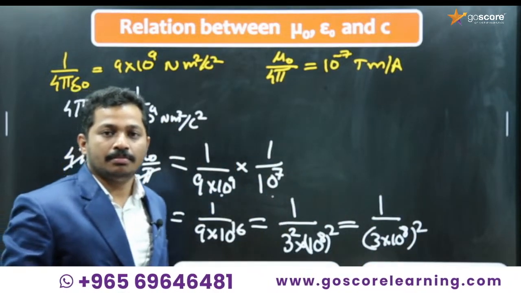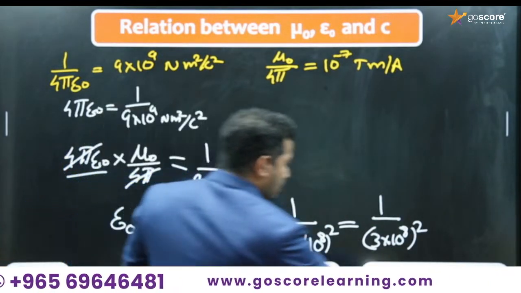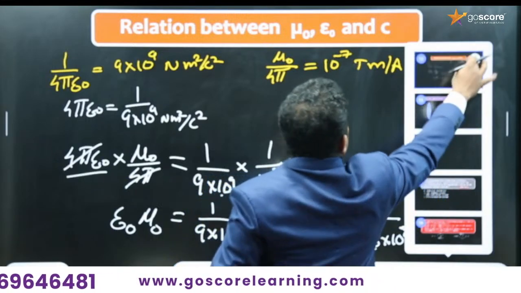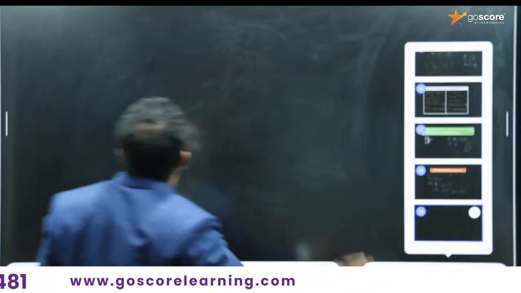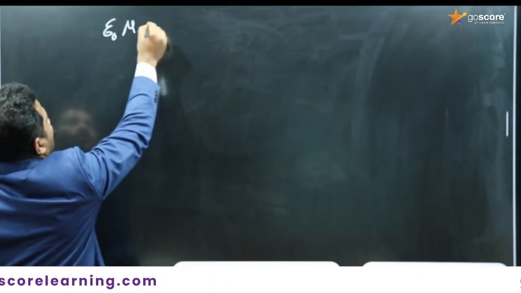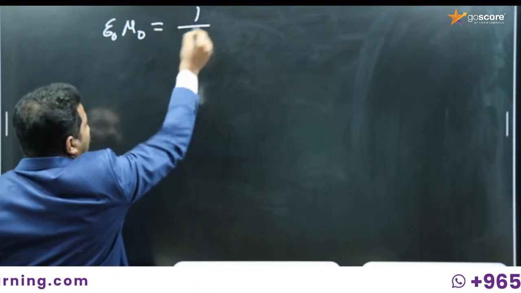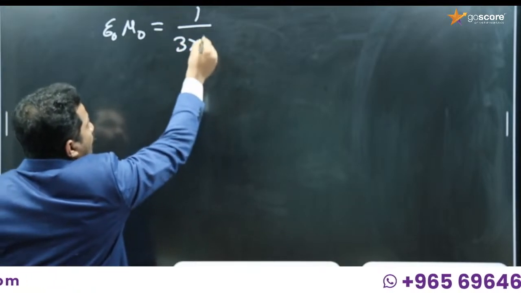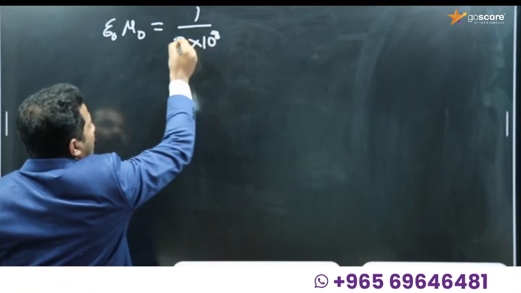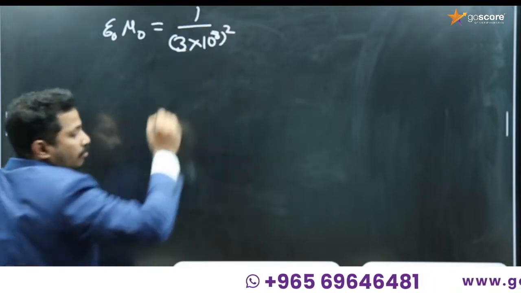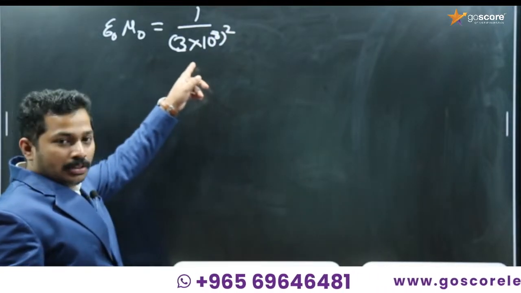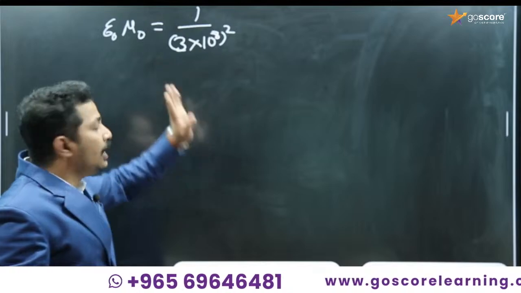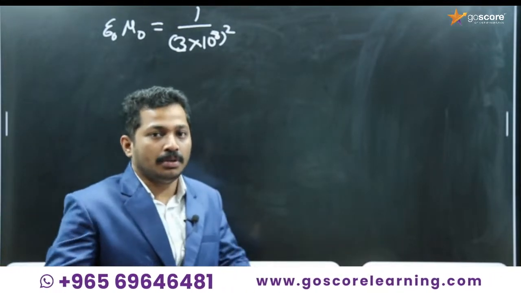Is that okay? If that is okay, then what we have got is epsilon 0 into mu 0 is equal to 1 by 3 into 10 to the power 8, whole square. So is there any resemblance regarding 3 into 10 to the power 8? Do you remember?